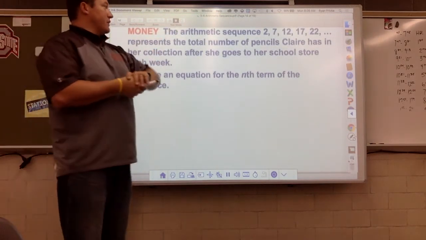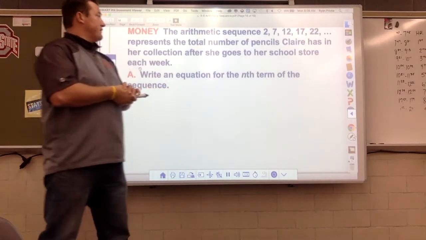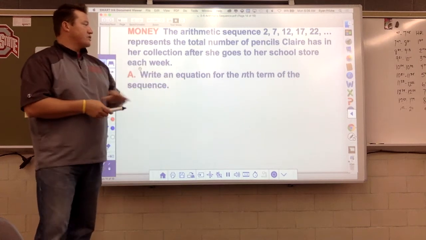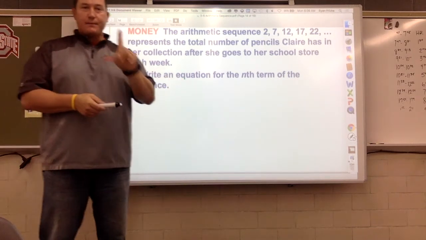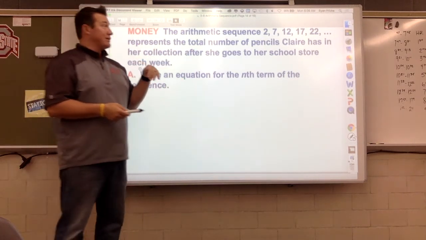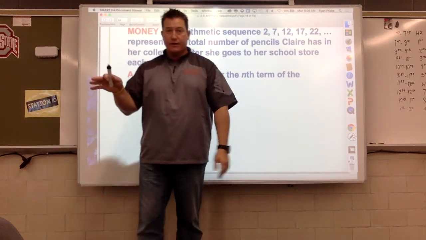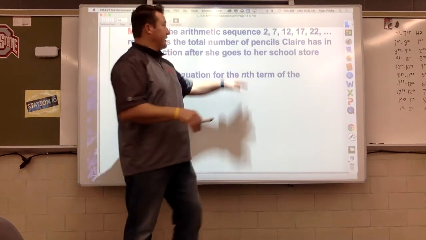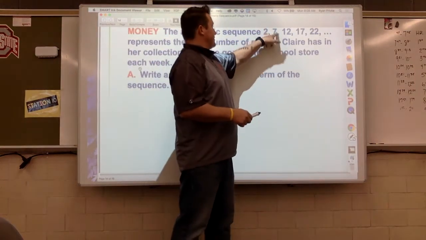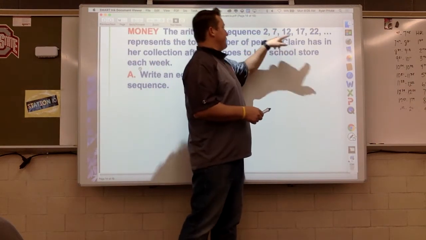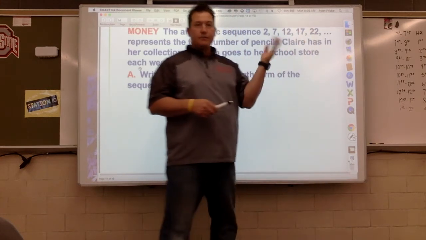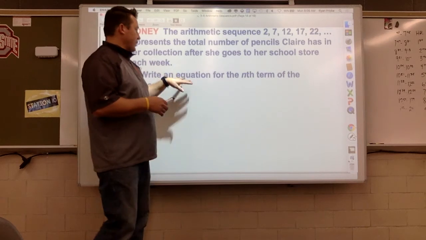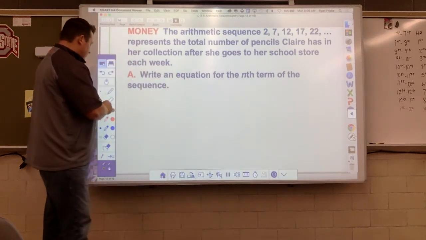So here's another sequence: 2, 7, 12, 17, 22 represents the total number of pencils Claire has. Write an equation for the nth term of the sequence. So again, for starters, make sure this really is a sequence, folks. At some point, they're going to try to give us a sequence that isn't a sequence. We don't want to do all this work for nothing. So 7 minus 2 is 5, 12 minus 7 is 5. Yeah, we keep getting 5 when we subtract our terms. So write an equation. Okay, here we go.